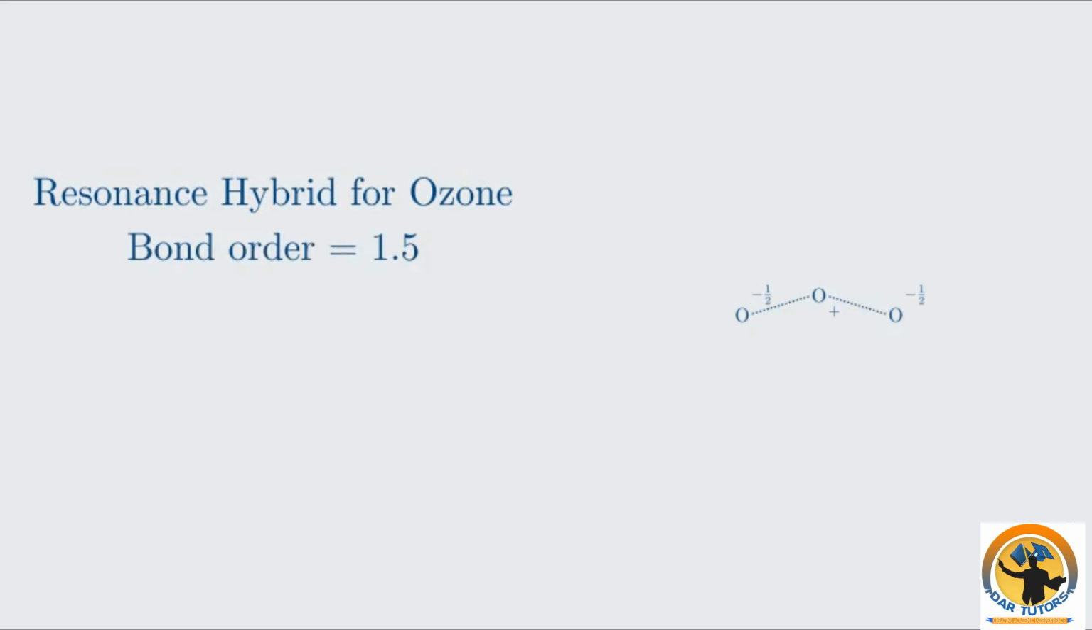Here, dashed lines indicate that the partial pi bond character is shared equally between the 2 oxygens. The formal charges are delocalized, with a positive charge on the central oxygen and a partial negative charge of -1/2 on each terminal oxygen. The bond order for each oxygen-oxygen bond is 1.5, representing a bond that is stronger than a single bond, but weaker than a double bond.